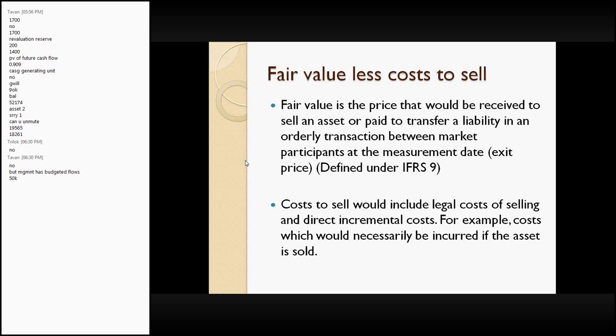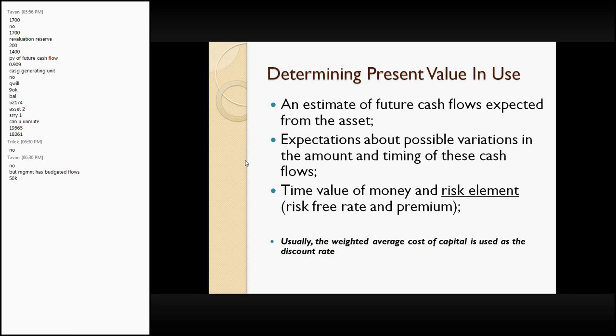The cost to sell could include the legal cost and any incremental cost you have to incur to be able to sell it in the market, which would necessarily be incurred if the asset is sold. That gives us net realizable value. Now, determining present value in use requires an estimate of future cash flows expected from the asset, expectations about possible variations in the amount and timing of these cash flows, the time value of money, and the risk element, that is risk rate and premium. What rate will we be taking? Normally, the weighted average cost of capital is used as the discount rate for calculating the present value of cash flows to calculate value in use.